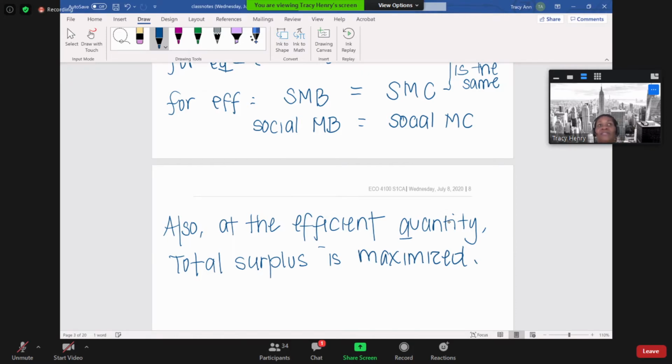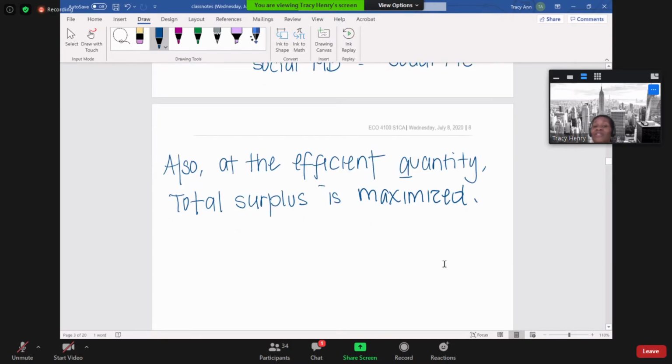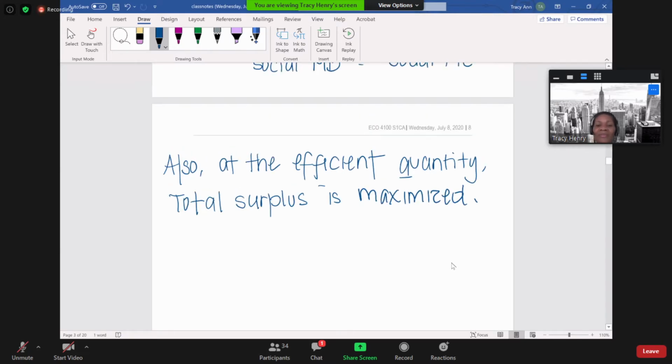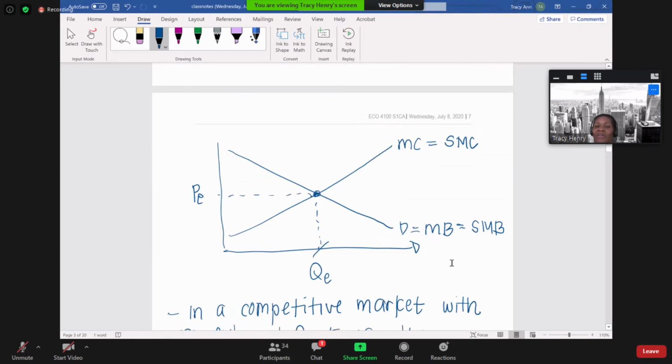Now, total surplus is basically the additional surplus that your market players are going to get. So, in a market where you have nobody intervening, if it's only the buyer and the seller in the market, then your total surplus is consumer surplus plus producer surplus. If a bystander is in the market, then the total surplus is consumer surplus plus producer surplus plus the bystander surplus. If the government is in the market, then total surplus is consumer surplus plus the producer surplus plus the government surplus. So how do we measure our surplus?